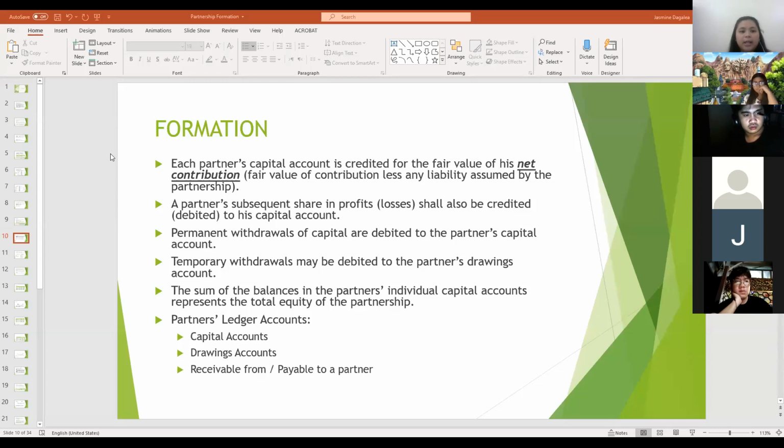Okay. And then the sum of the balances in the partner's individual capital accounts represents the total equity of the partnership. So yung partner A capital, B capital, sum of the balances of the partner's individual capital accounts is the total equity of the partnership.